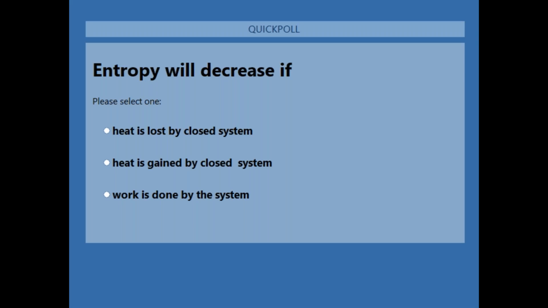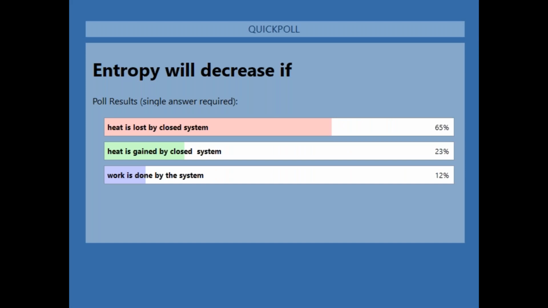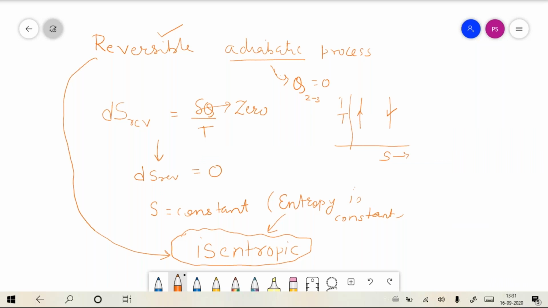So let me close the poll and let me share the results with you. Okay, so I'm closing the poll and sharing the results. About 65% of the students have answered this question correctly. The entropy would decrease if the heat is lost by the closed system. Okay. So let me hide this and let me repeat this once again.